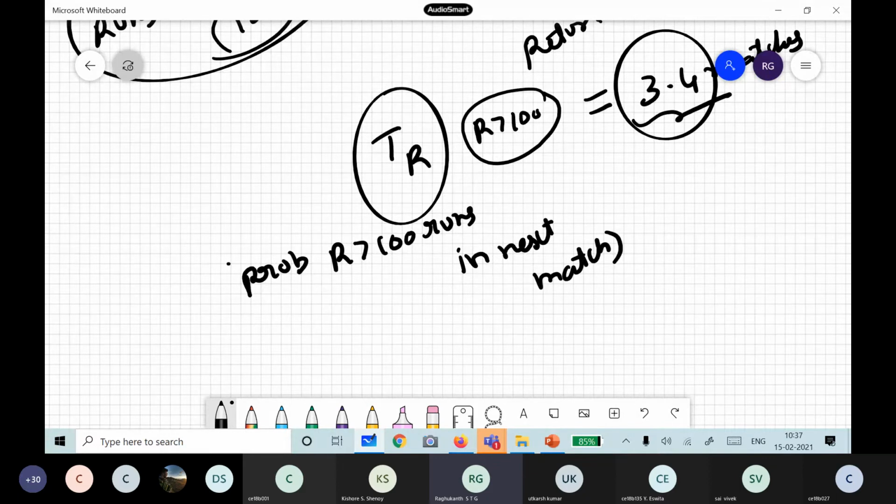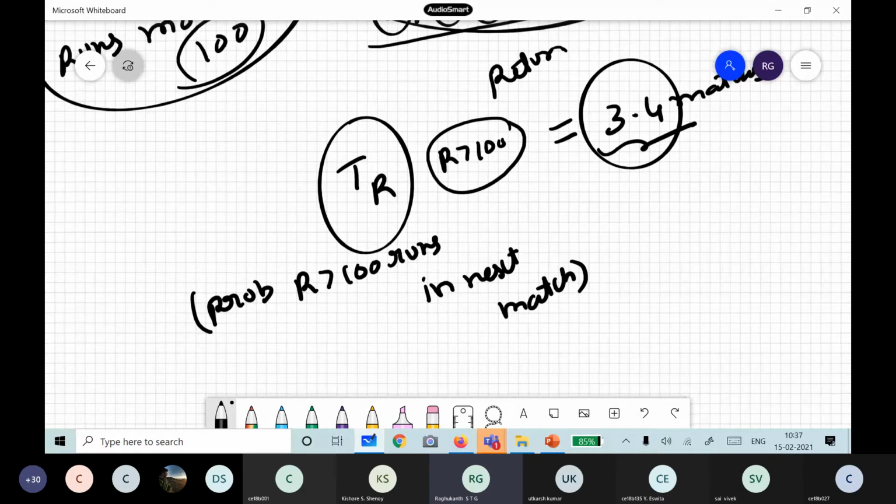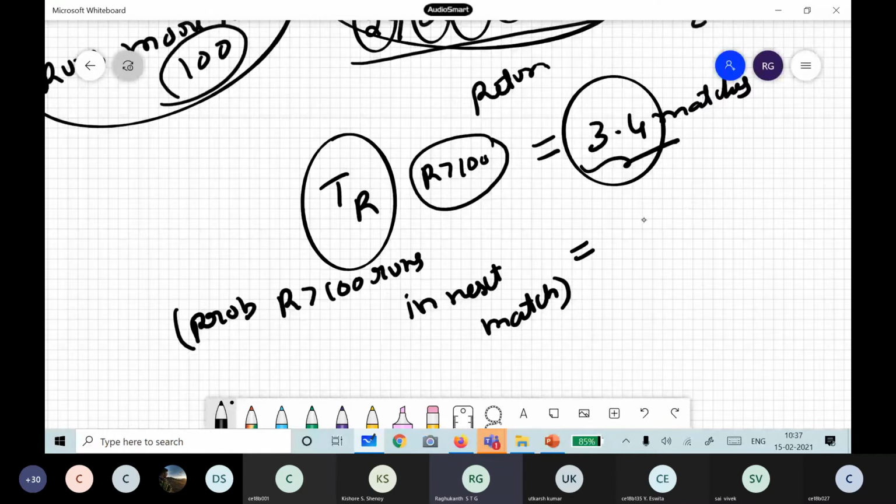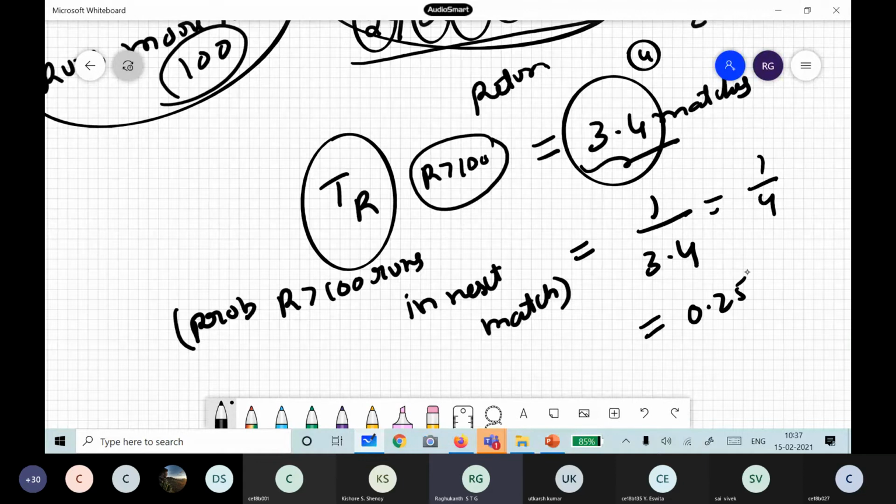You know the return period of Kohli. So the return period of Kohli is 3.4 matches. So this will be the reciprocal of the return period. So 1 by 3.4 itself, or 1 by 4 if you round it off, say 4 matches, then it will be 1 by 4. So you can easily get 0.25 as its probability. You followed, right? You can calculate it this way: the reciprocal of the return period will give you the probability of exceedance.